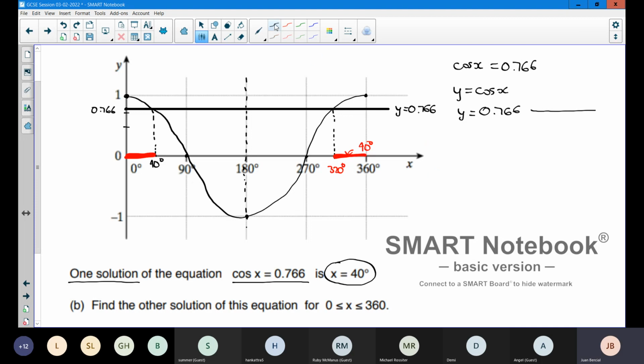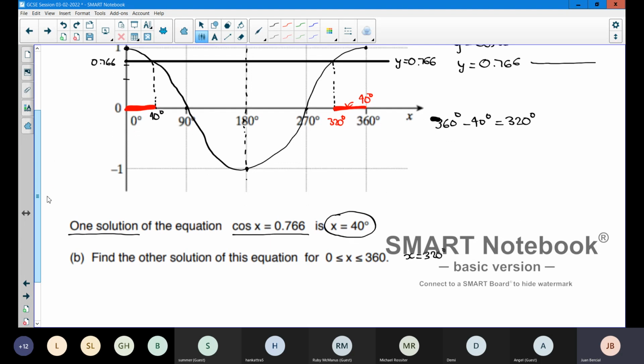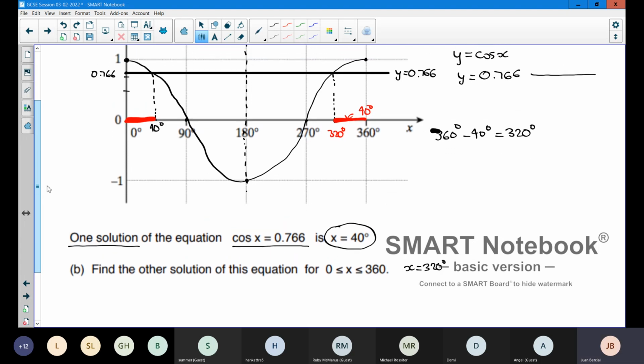Or if you prefer, I can just write here 360 minus 40 is 320. Okay, so the other solution will be x equal to 320. You can see that it's always the same idea. I've got a horizontal line, I've got the graph of the cos or the sine, and then I find that. Okay.